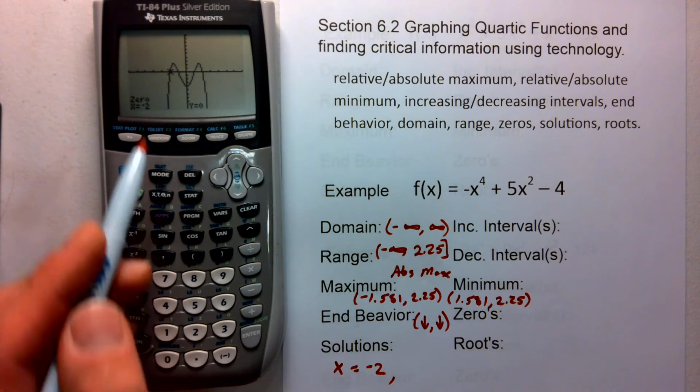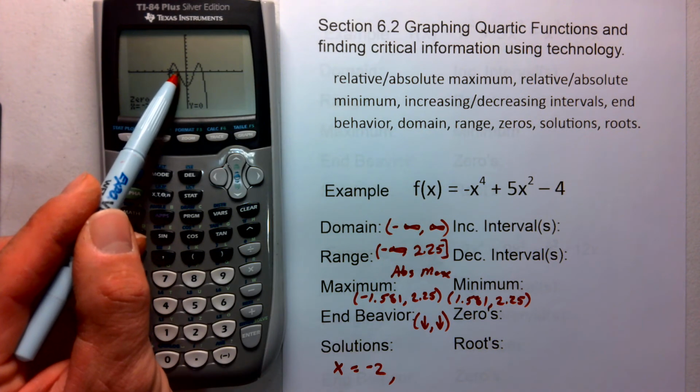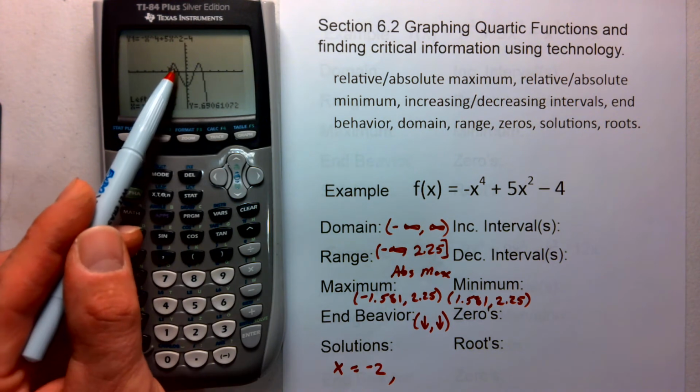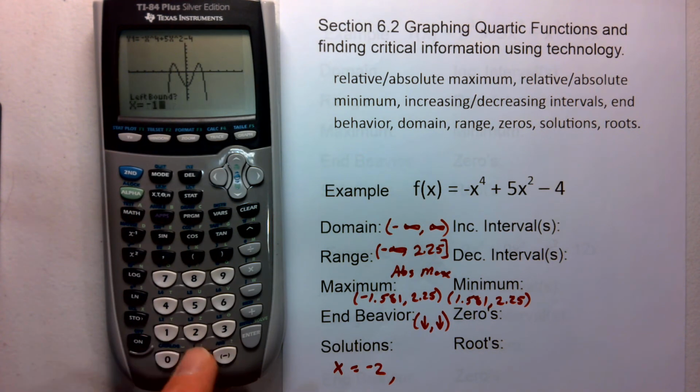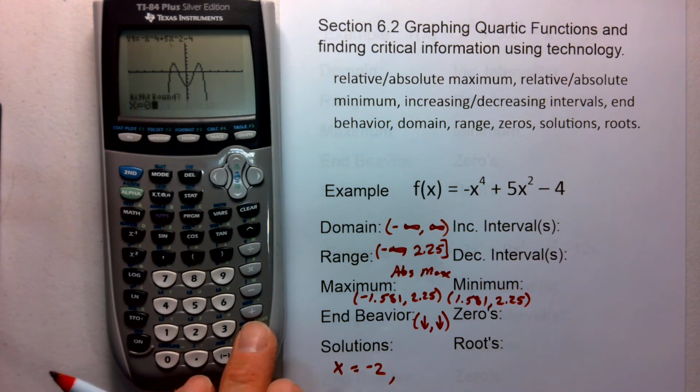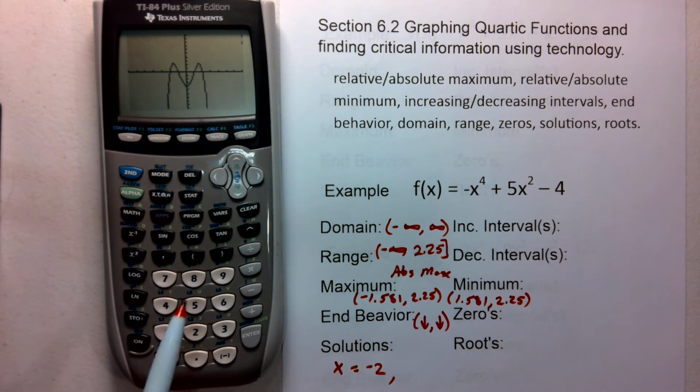We can go ahead and find this point doing the same thing. We're going to do second trace, our zero. Again, I'm going to try that negative 1.5 for my left bound. And my right bound, I can type in 0. Hitting enter. It's going to think a little bit, isn't it? Oh, there it goes. So negative 1 is going to work for me.